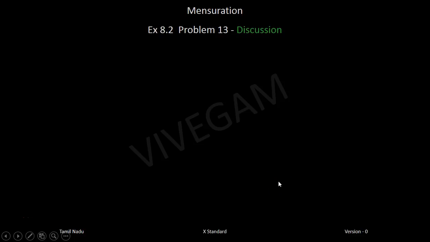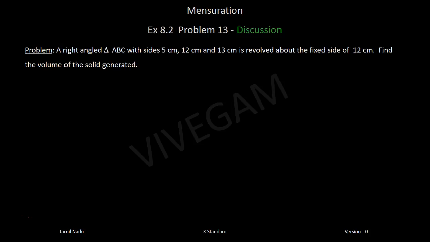Okay, exercise 8.2, problem 13, discussion. Let's read the problem. A right angle triangle ABC with sides 5 cm, 12 cm and 13 cm is revolved about the fixed side of 12 cm. Find the volume of the solid generated.